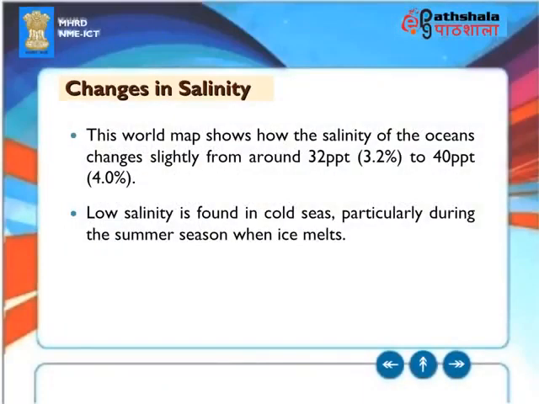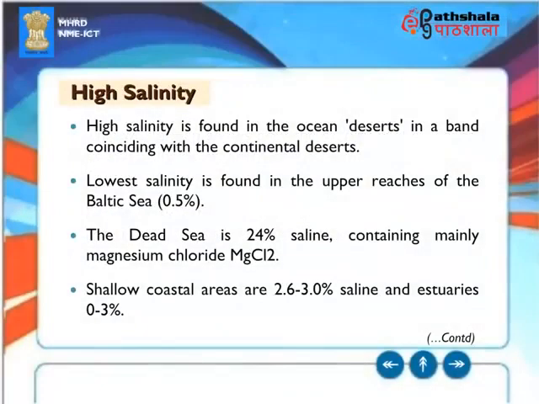This world map shows how the salinity of the oceans changes slightly from around 32 ppt, 3.2%, to 40 ppt, 4%. Low salinity is found in cold seas, particularly during the summer season when ice melts. High salinity is found in the ocean deserts in a band coinciding with the continental deserts. Lowest salinity is found in the upper reaches of the Baltic Sea, 0.5%.